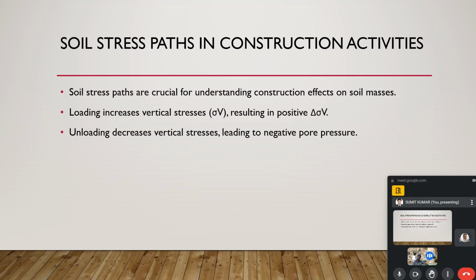Moving ahead, when we talk about the total stress path in construction activity, soil stress paths are crucial for understanding the construction effect on soil masses. As already discussed, it helps the consultant engineers, the site engineers, and the field engineers in understanding the behavior. Loading increases the vertical stress sigma v, resulting in a positive delta sigma v, and unloading decreases the vertical stress, leading to negative pore pressure.